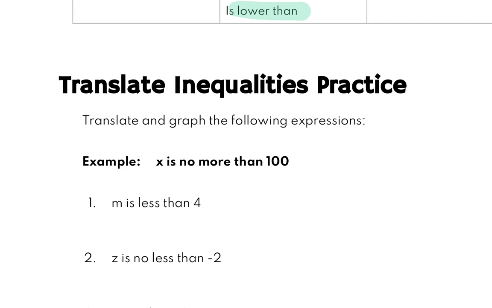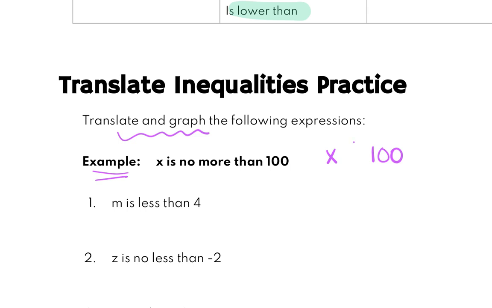We are now going to use that chart to translate and graph expressions. For example, x is no more than 100. So I am going to compare something to 100, and the question is, what inequality symbol do I want here? No more than 100. One strategy to use here is think about numbers. Think about 50. Is 50 no more than 100? Yes. Is 200 no more than 100? If I said you can bring no more than 100 people to the party, would you be allowed to bring 200? The answer is no.